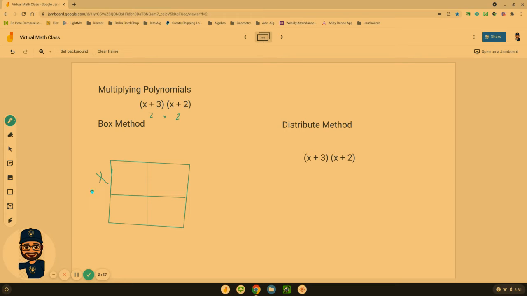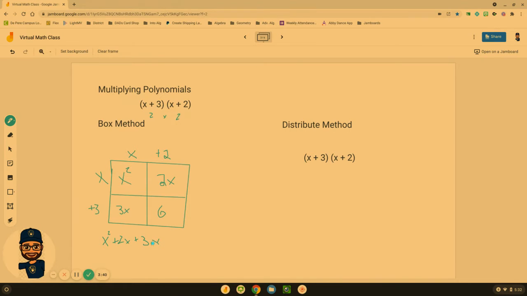X and positive 3 we could put on this side, and x with a positive 2 over here. And we're going to do the cross multiplications for all of them, right? So this box is x times x, which is x squared. This box is x times 2, which is 2x. This box is 3 times x, which is 3x. And the last box is 3 times 2, which is a positive 6. And so if I write those all out, I've got x squared plus 2x plus 3x plus 6.